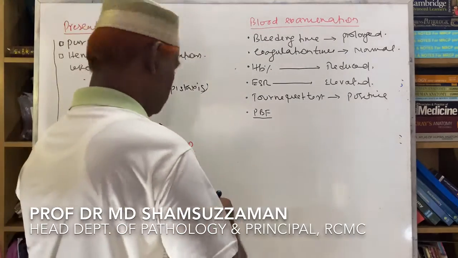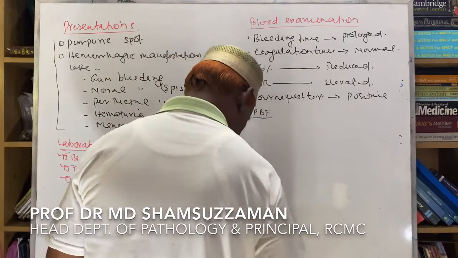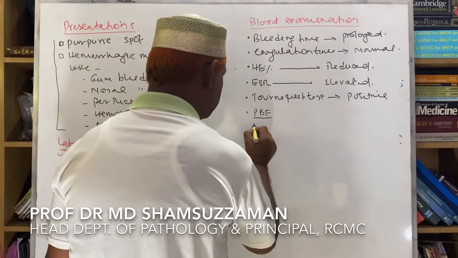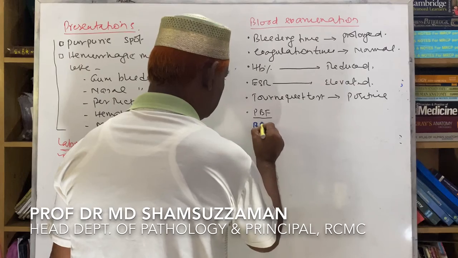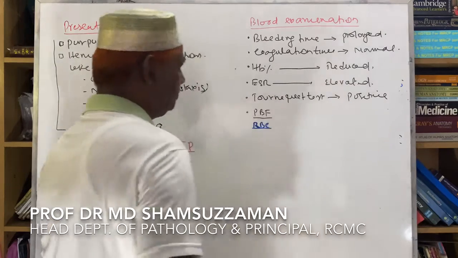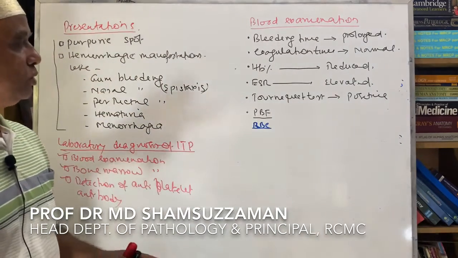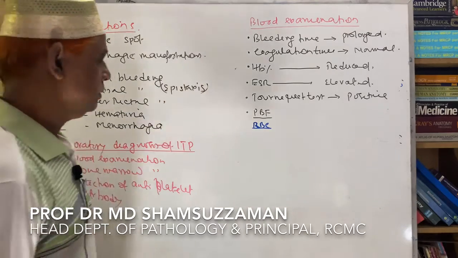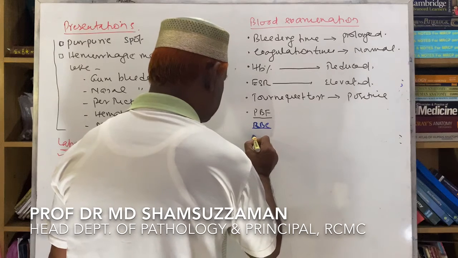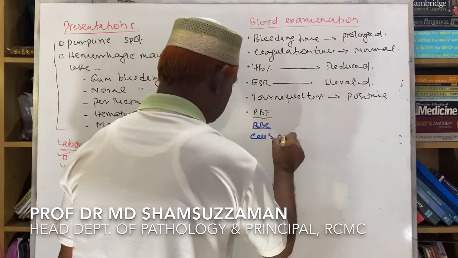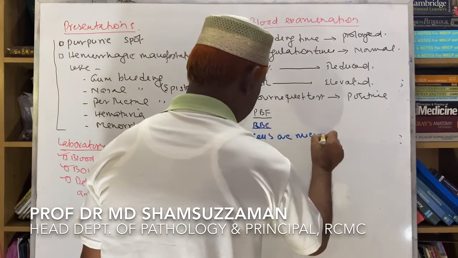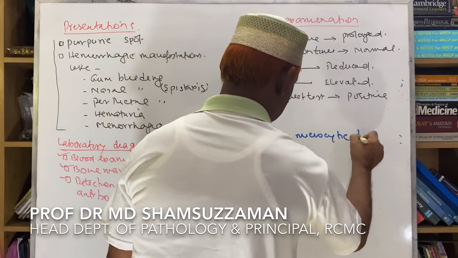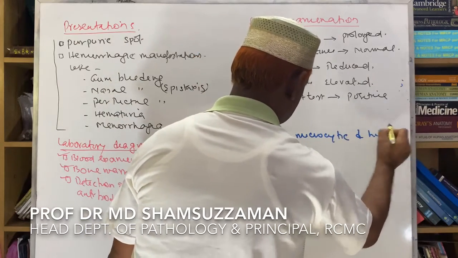First come to RBC series. The cells of RBC series show hypochromia and microcytosis. That is, cells of RBC series are microcytic and hypochromic.